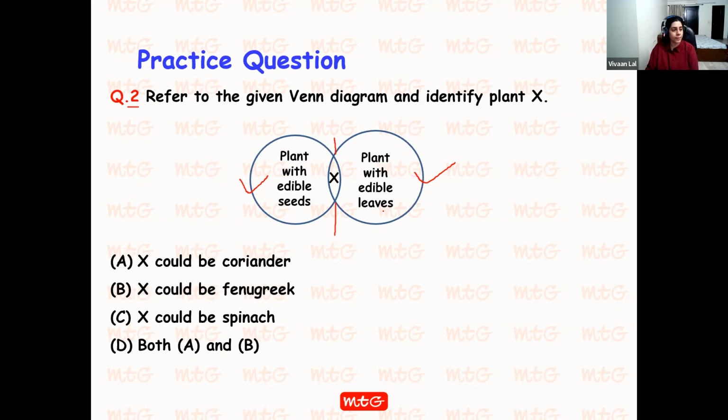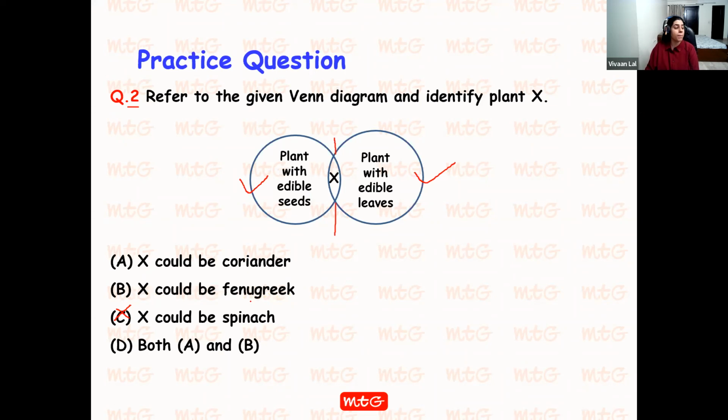It could be spinach. It's not spinach, beta. This is incorrect. Spinach doesn't have edible seeds. We eat the leaves of spinach. I think it could be fenugreek. Yes, it's fenugreek.